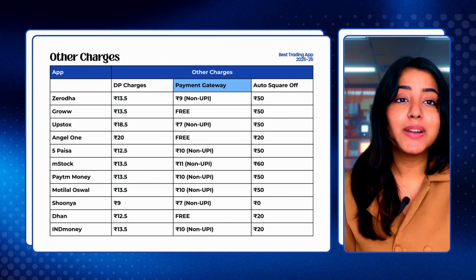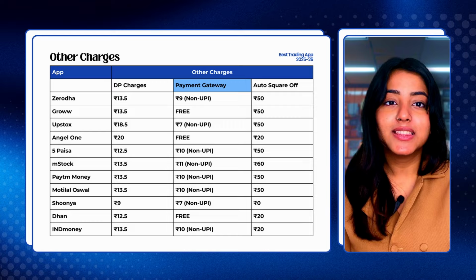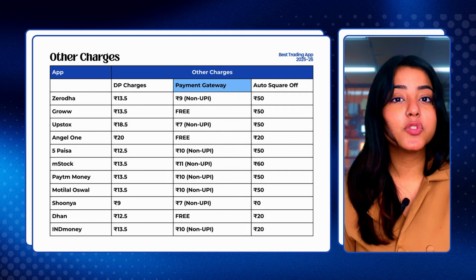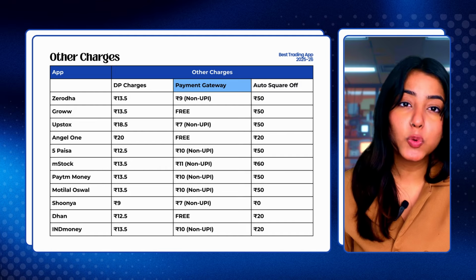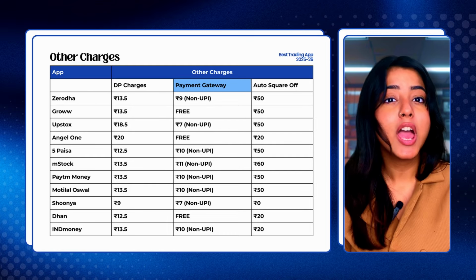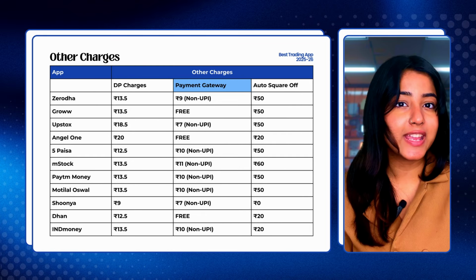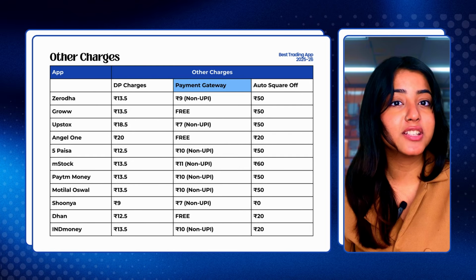At B, we have payment gateway charge, money transfer. This is the charge for transferring money into your account. Transferring up to rupees 2 lakhs via UPI has no charge. Above rupees 2 lakhs, you must use NEFT or RTGS, for which the charges are mentioned.